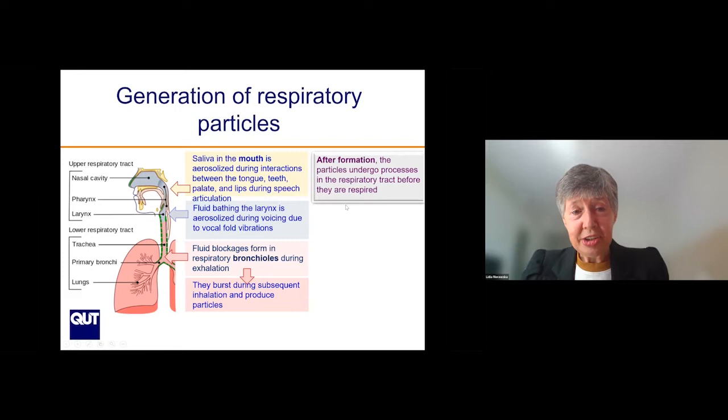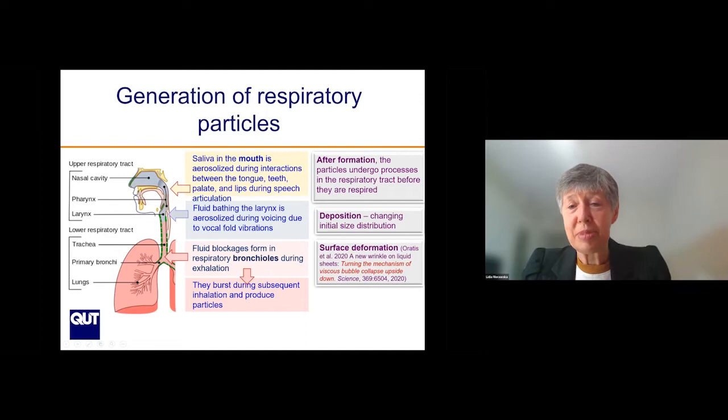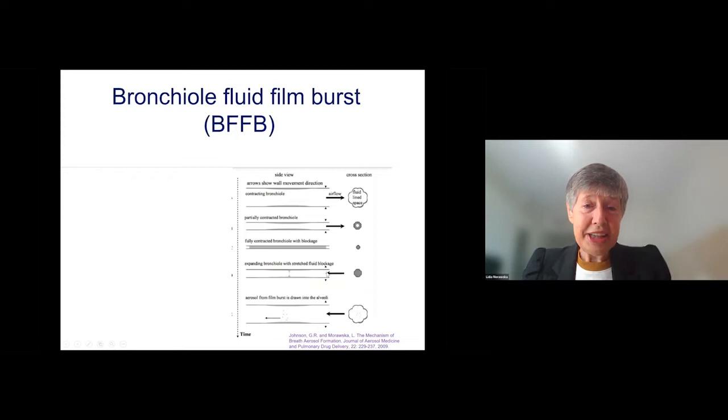So the particles are formed, and before they are emitted, they already undergo various processes. In particular, some of them deposit already before they are emitted, which means this changes the initial size distribution. And then there was this fascinating paper published in Science 2 years ago about viscous bubbles and what happens. And these things, it was pointed out by the authors, can happen in the respiratory tract, leading to a special type of particles. So it is complex.